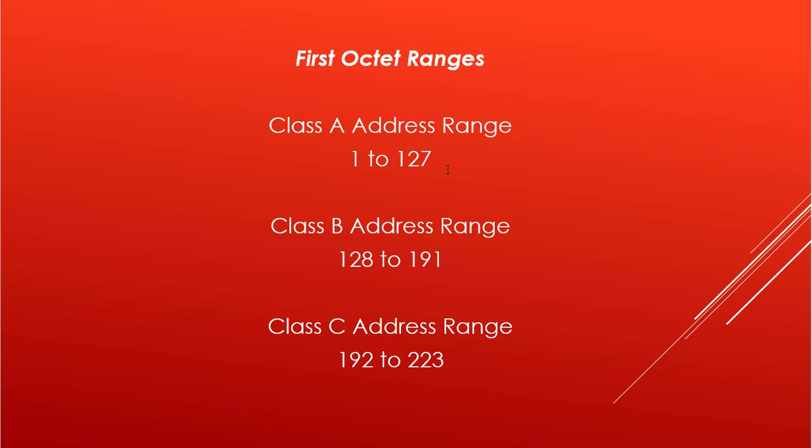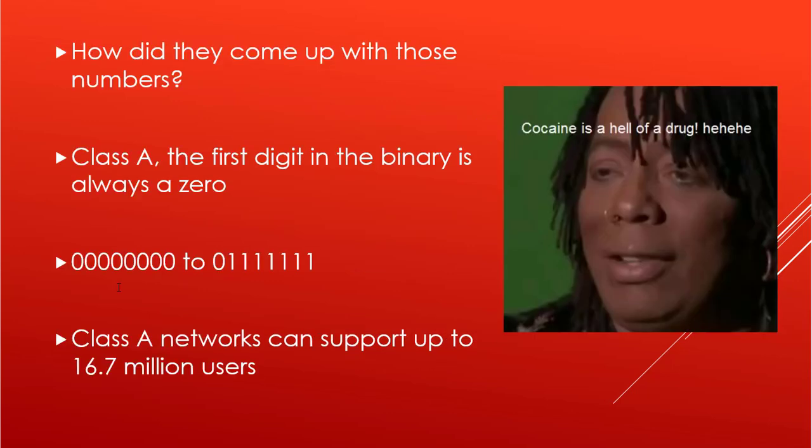So again, here are the address ranges. Make sure that you have these in your notes. 1 to 127, 128 to 191, and then 192 to 223. So you've got to be thinking, well, how did they come up with these addresses? Did they just throw darts at the board? Well, for a Class A address, the first digit in the binary is always 0. So we go from 00000000 to 01111111, which is 1 to 127 in binary. That's a Class A. It can never be higher than that because the first bit is a 0.